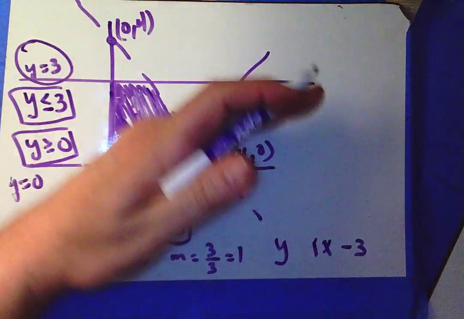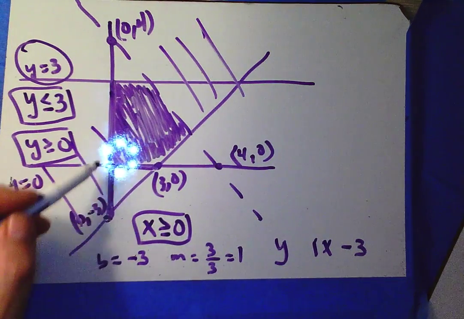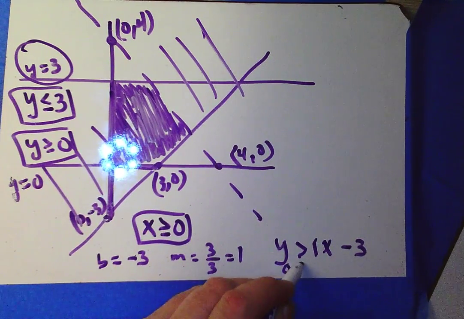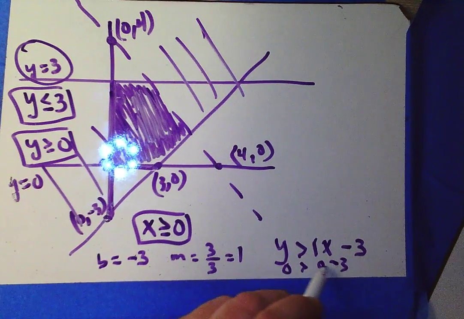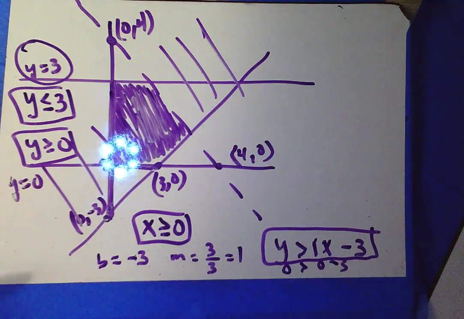Since I'm shading above and to the left of this line, I want 0, 0 to be a solution. If I choose this, is 0, 0 a solution? 0 is greater than 0 minus 3. Why, yes, 0 is greater than -3. So this is my fourth inequality.